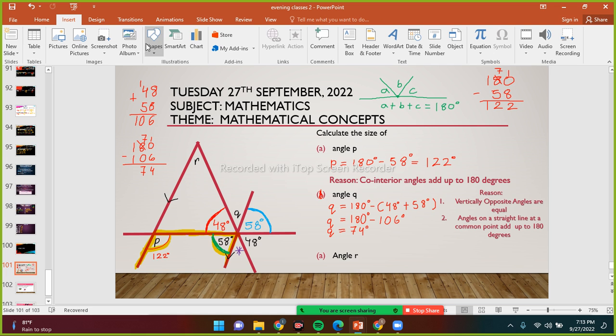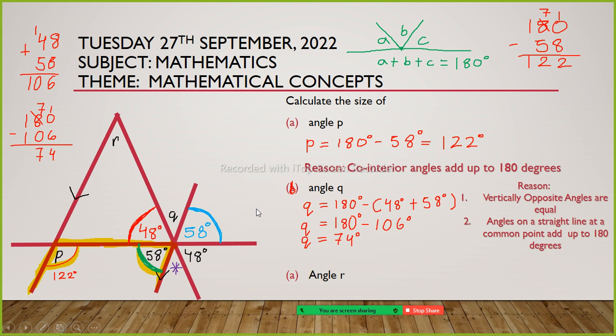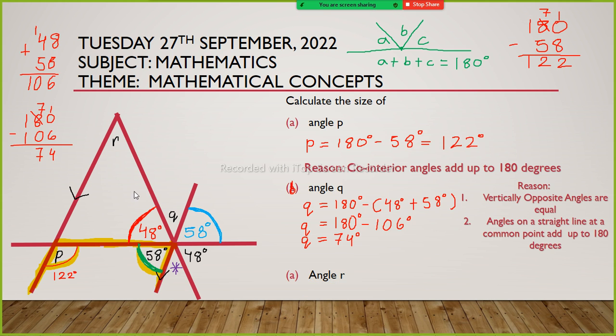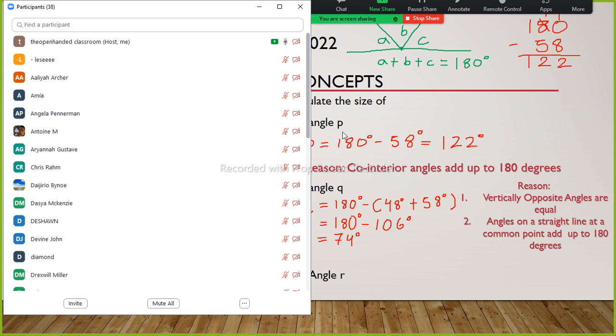Right now we're going to go to angle R. So angle R is within the triangle. Any thoughts on how we're going to get angle R? It's within the triangle. Any thoughts, ideas? Anyone? How can we get angle R?